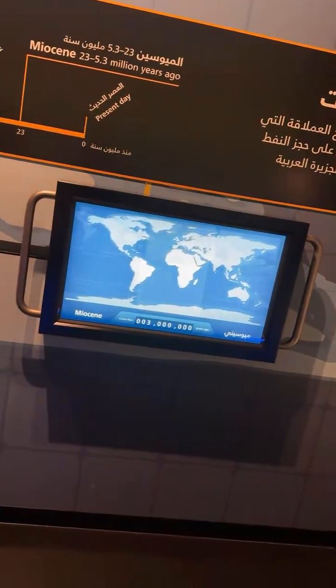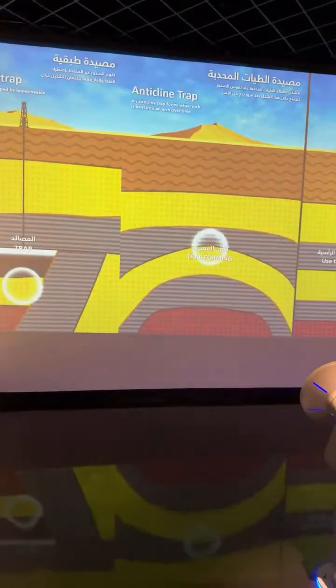By moving the source that we have here available as an animation, you can get a better idea of the different oil traps that we have in this house.